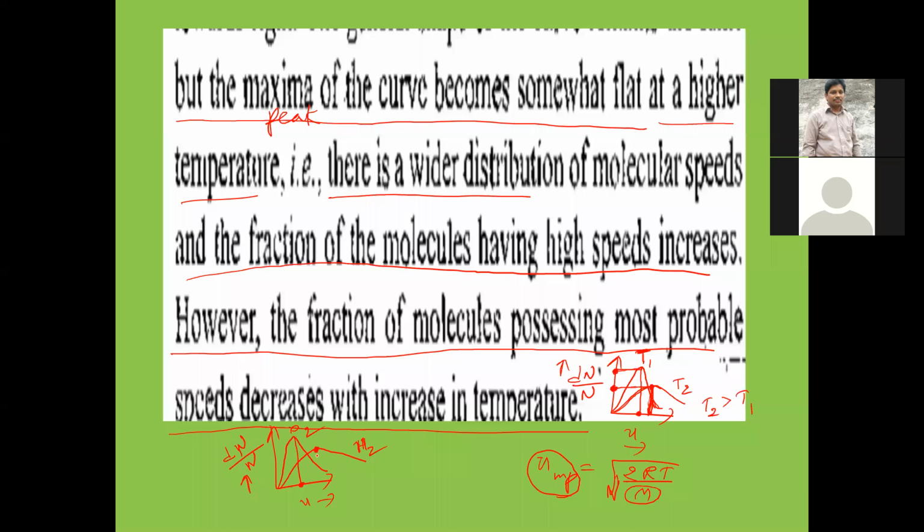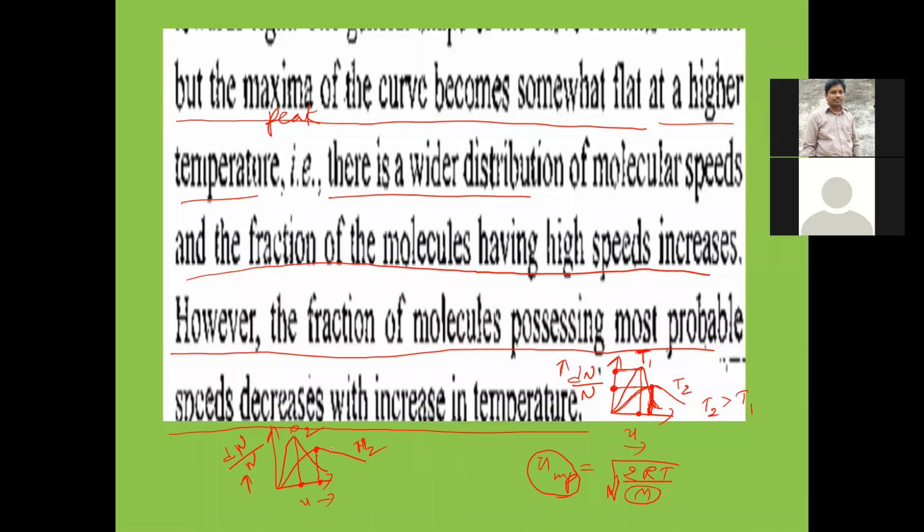That's why it will be very high. So like this we can take the concept here. If the distribution curve is narrow, the most probable velocity magnitude will be less. Most probable velocity is less, meaning what? The molecular mass should be high. That's why oxygen is having more molecular mass.